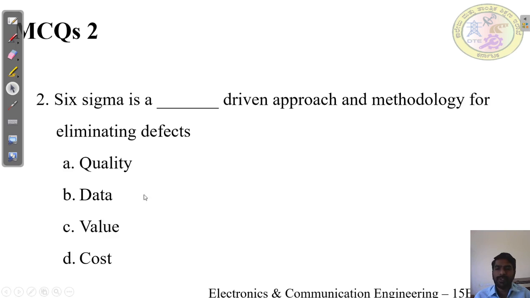The right answer for this question is data. Six Sigma is a data-driven approach. They will compute the mean of the data and take the six standard deviations between the mean and the specification limit of the process. With that, they will improve or redesign the process, and do verification and controlling. All these things can be done in Six Sigma.